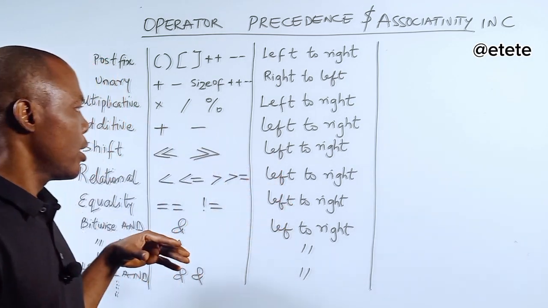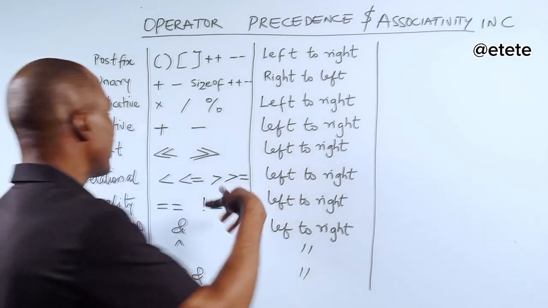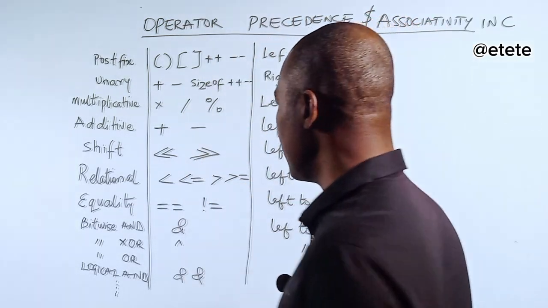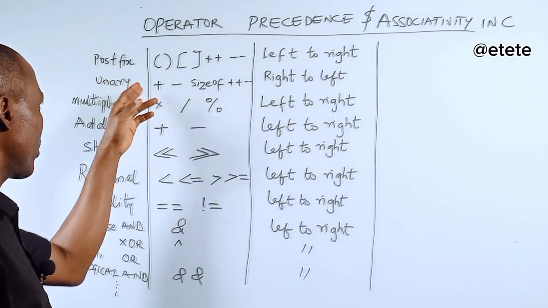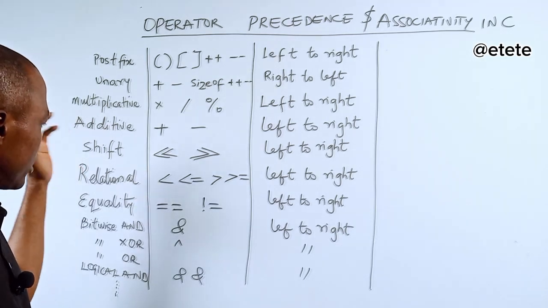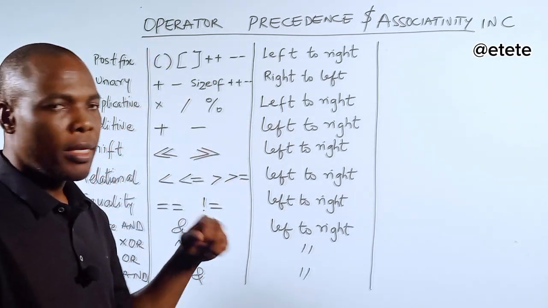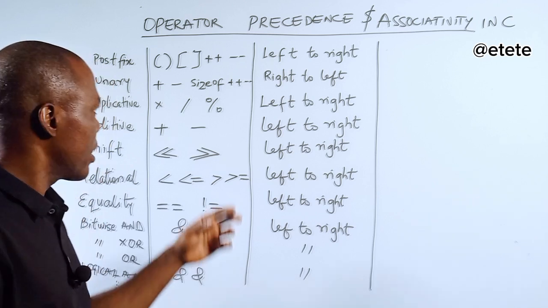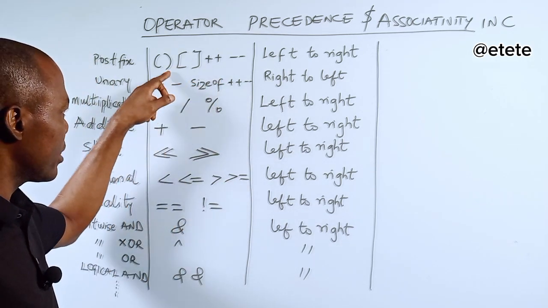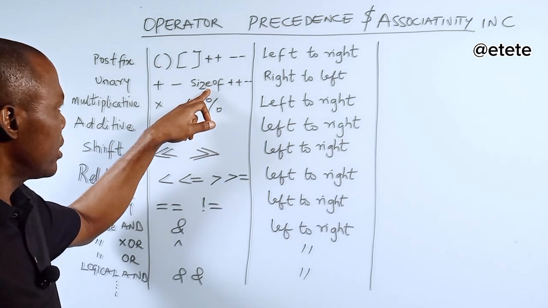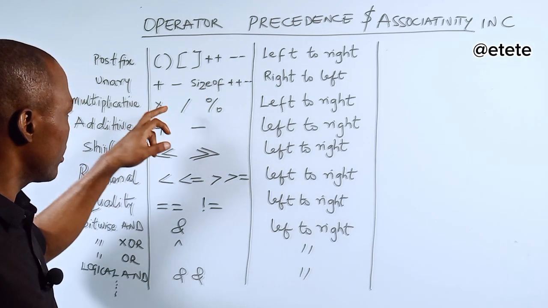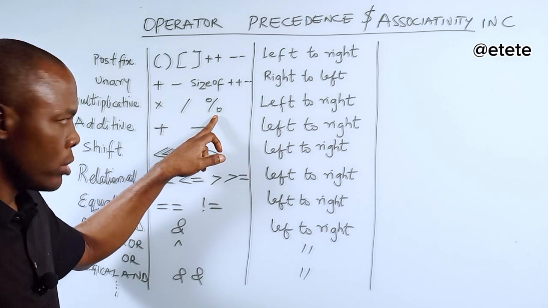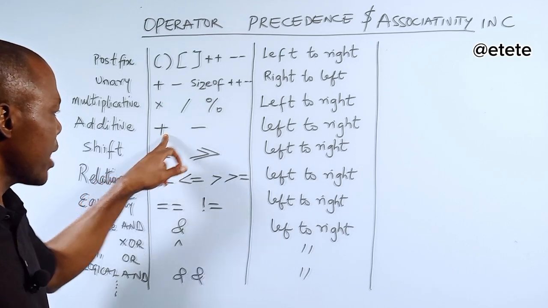This is the final class. So if you have been following me, you will realize that I have treated all this. So you have postfix, we have unary operator, multiplication, additive, shift, relational, all that. Now, what is their power? If you look at this, you see the bracket. Then you have, just recently we did sizeof operator. You have the multiplicative, which is multiplication, division, and modulus. Then you have this addition.